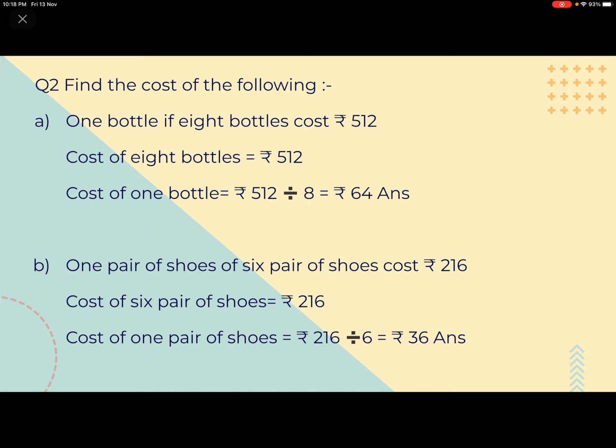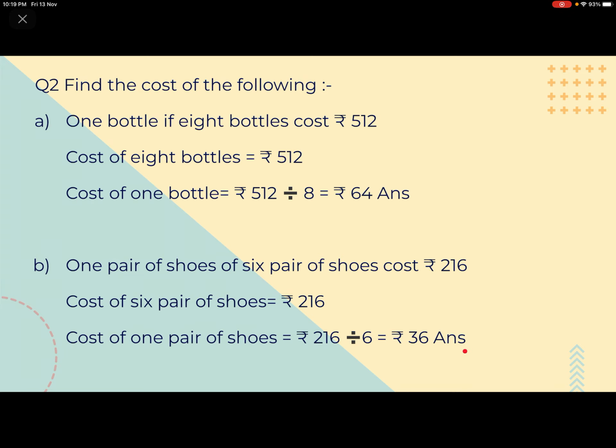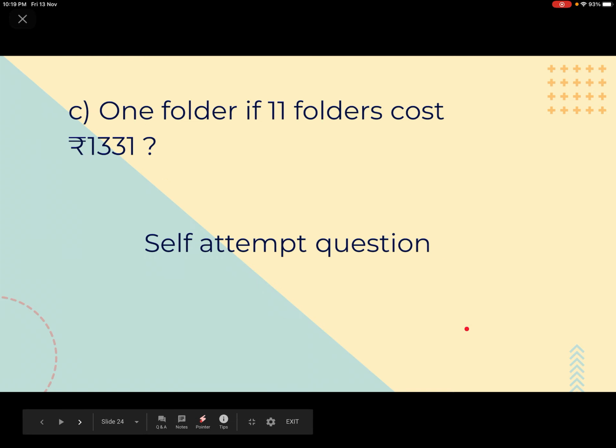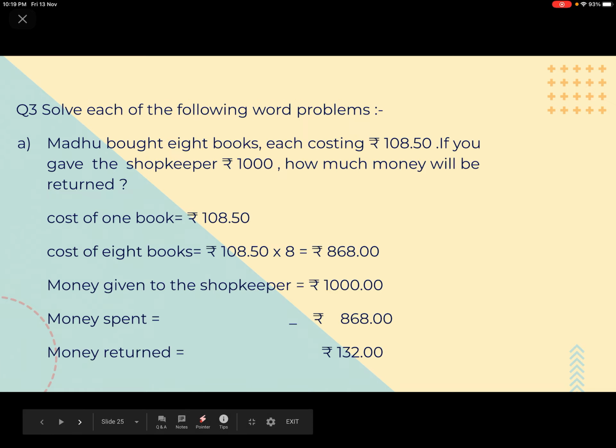And the B part, one pair of shoes we have to find the cost of. If we know the cost of 6 pairs of shoes, that is rupees 216. So after writing the statements, we'll divide it by 6 and your answer will be 36 rupees. 6 3s are 18, 3 remainder, 6 6s are 36. The C part is your self-attempt question. One folder you have to find the cost of if the cost of 11 folders is given to you.